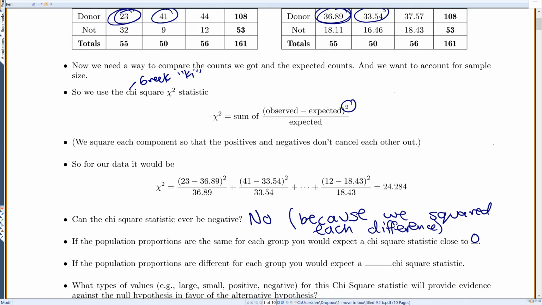But if our population proportions are different for each group, then we're going to expect our observed counts to be far away from our expected counts. Let's make a note of that here. So the observed counts would be far away from the expected counts if the population proportions are really different. Okay, and so if these observed are far away from the expected, then this number is going to get pretty big, and when we square it, it's going to get really big. And so if our population proportions are different from each other, we're going to expect a big chi-square statistic.